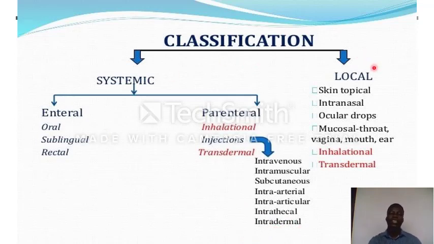Then we move on to the local, meaning that the drug is going to work at that particular place where it is administered. So for example, let's say you apply a cream on your skin as a result of rashes, and this cream is going to work on the rashes. That is local. Examples of routes under the local are the skin, which is topical, intranasal, through the nose, ocular, drops, and mucosa: throat, vagina, mouth, ear. You have inhalational, then transdermal. So basically, this is the classification of routes of drug administration.